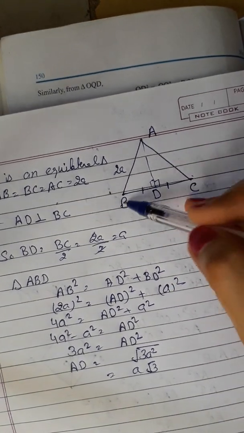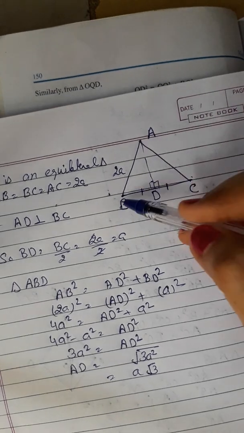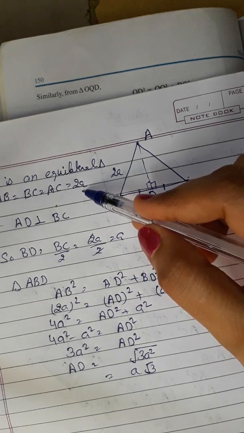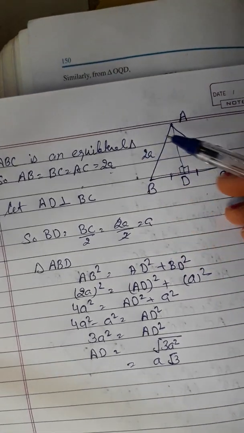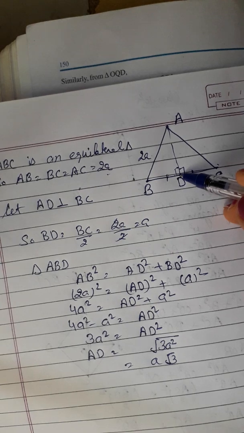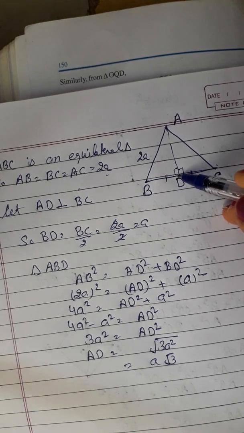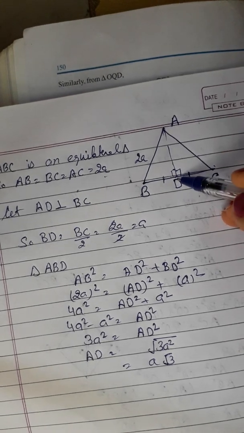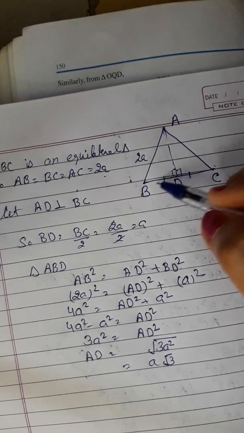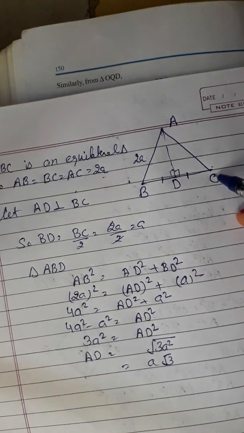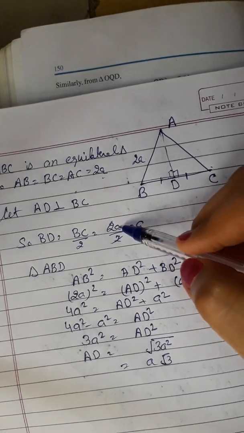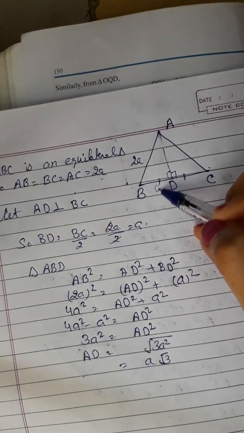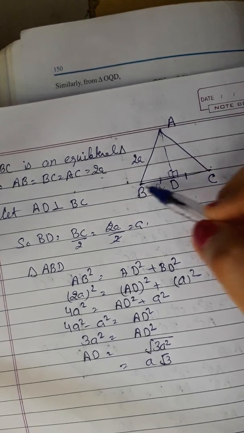Firstly, ABC is an equilateral triangle, which means AB equals BC equals AC, that is 2A. They have given that each side is 2A. Then we take AD perpendicular to BC because they have given the altitude and we have to find it. So it's a perpendicular bisector, as I already explained. So BD is half of BC. Half of BC means 2A over 2, so BD is A. Okay, so let's take triangle ABD.